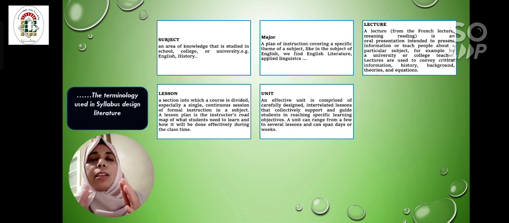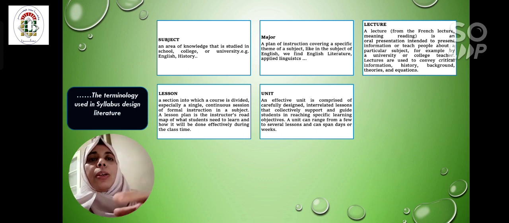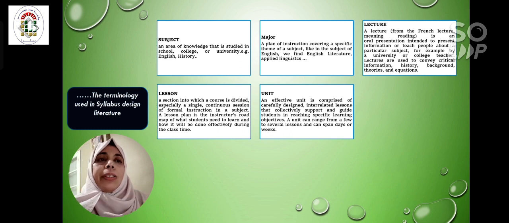For example, in grammar, we have parts of speech and we have the sentence structure. The parts of speech can include all the lessons in parts of speech: the lesson of nouns, the lesson of determiners, adjectives, verbs, conjunctions, prepositions. All of these lessons can be considered as one unit, which is the unit of parts of speech. And unit 2 can be the sentence structure, where we have, for example, sentence types, sentence patterns, and so forth, talking about direct and indirect speech, and active and passive voice. So it can be in another unit.